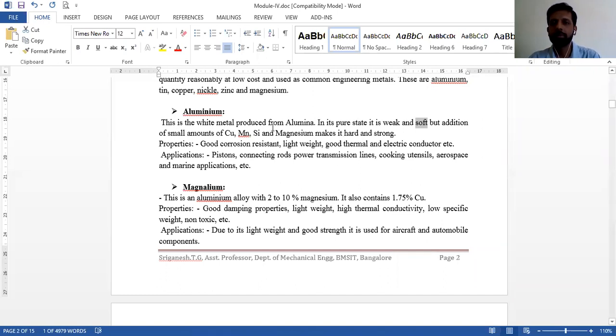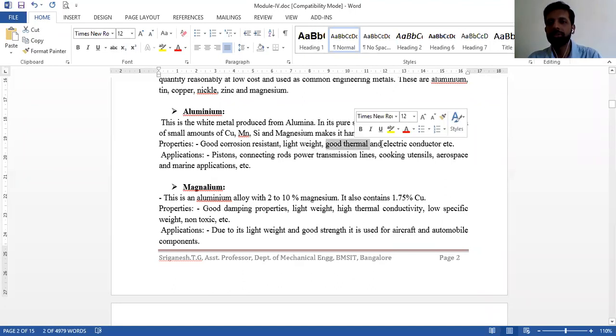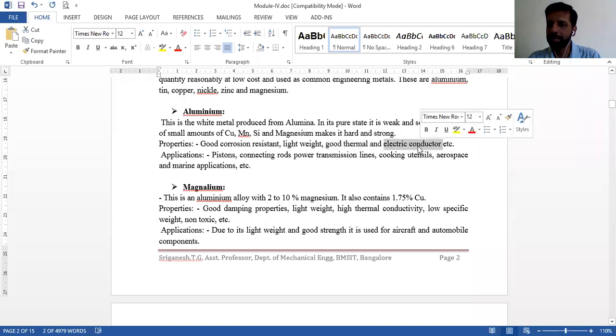So the pure form of aluminium has these particular properties. But aluminium has good corrosion resistance. It is light in weight, not heavy, that is, its density is low when compared to iron. It has good thermal conductivity and electrical conductivity. Because of this reason only, we see that our electrical lines, the wires, are made of aluminium, whereas we don't have this particular property in iron. So we generally use aluminium wires for electrical power transmission.